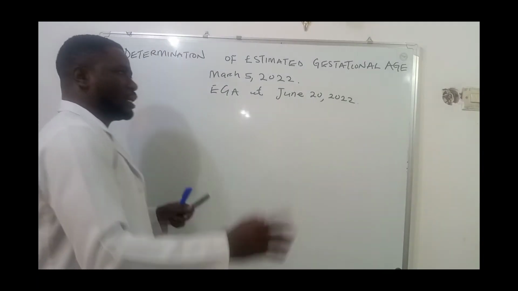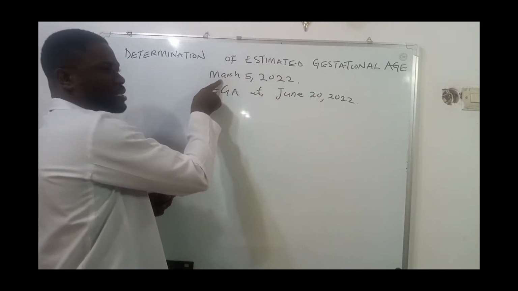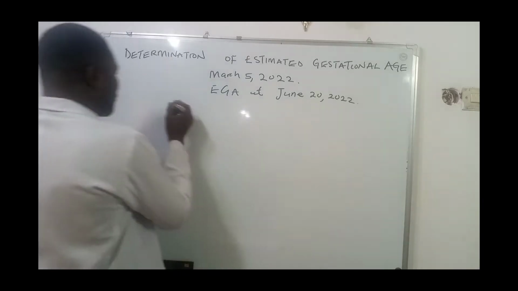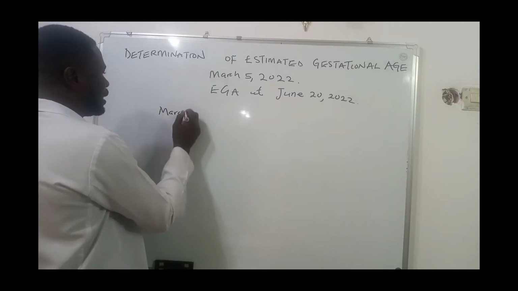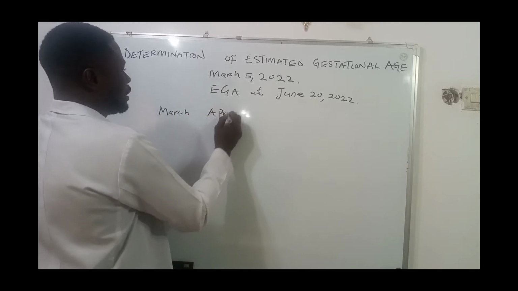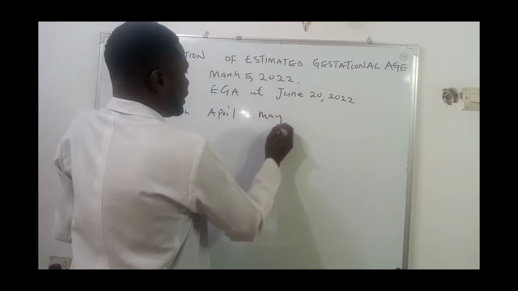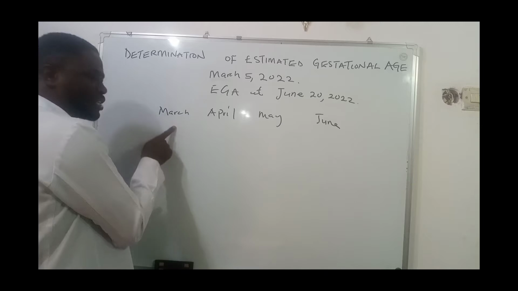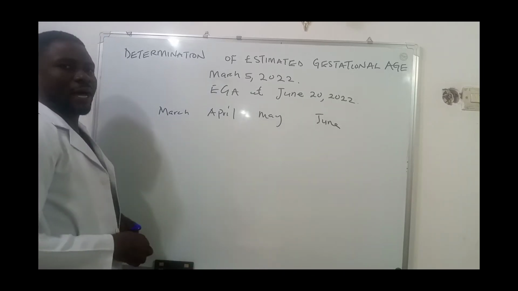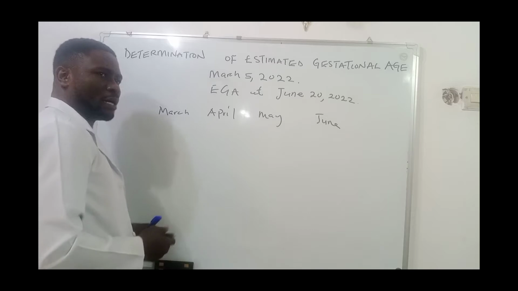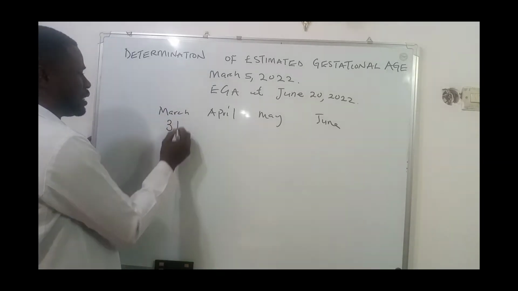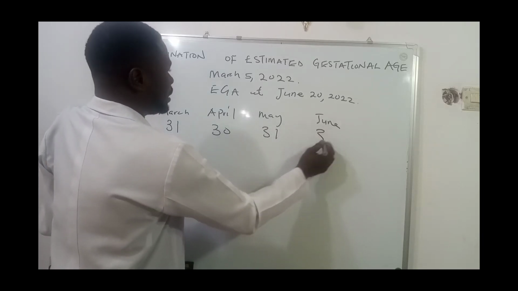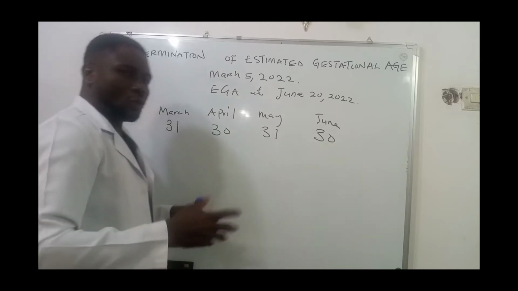Now, what you need to do is arrange the months from March, which is the last menstrual period, to June, which is the date of calculation. So if we take March, the next month will be what? April. The next month will be May. Next is June. Now let's look at these 4 months. Between March and June, these are the months that we have. Now, how many days are in each month? You know that March has 31 days. April has 30 days. May, 31 days. June, 30 days.